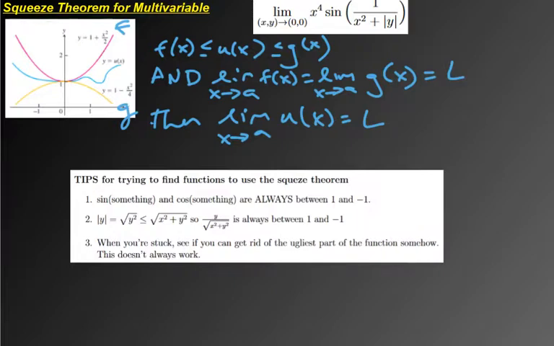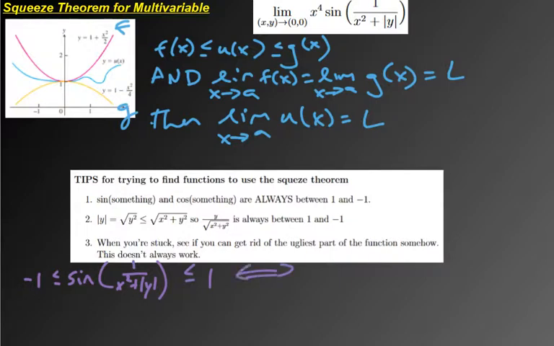Okay, so I'm going to use this first hint here. We have a sine function, okay? So we can say that the sine function is bounded by -1 and 1. All right, and then x to the 4th is a positive number, so it's not going to change any of my inequalities if I multiply everything by it.